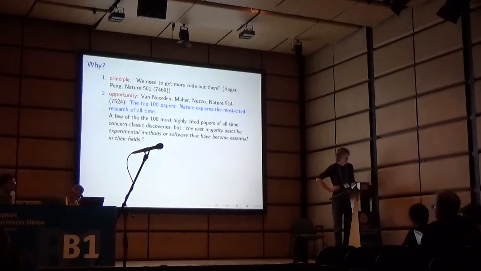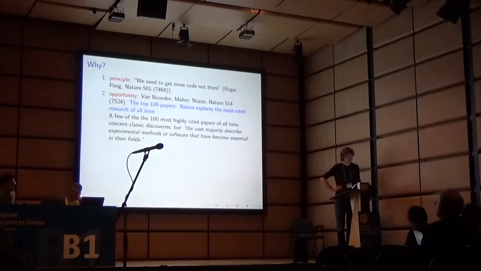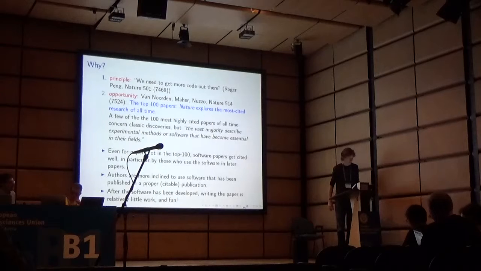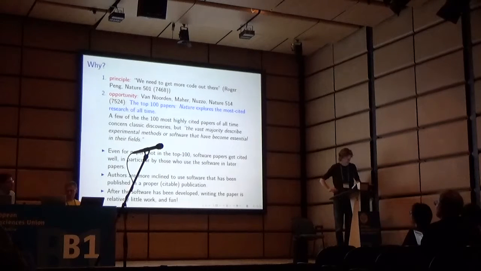So they looked at what the most cited papers of all time are. And they were not about the biggest scientific discoveries or breakthroughs, but they said the vast majority describe experimental methods or software that have become essential in their fields. Basically what everyone uses and refers to. So very little Einstein. Even for papers not in the top 100, software papers get cited well, particularly by those who use the software in later papers. Often people don't read the paper, but just cite it, and this still counts.